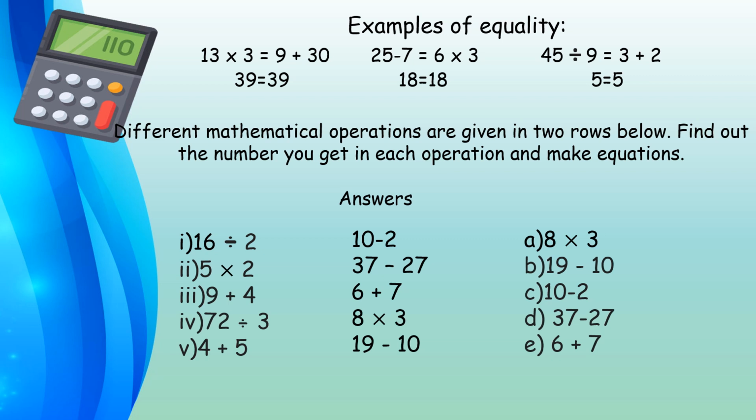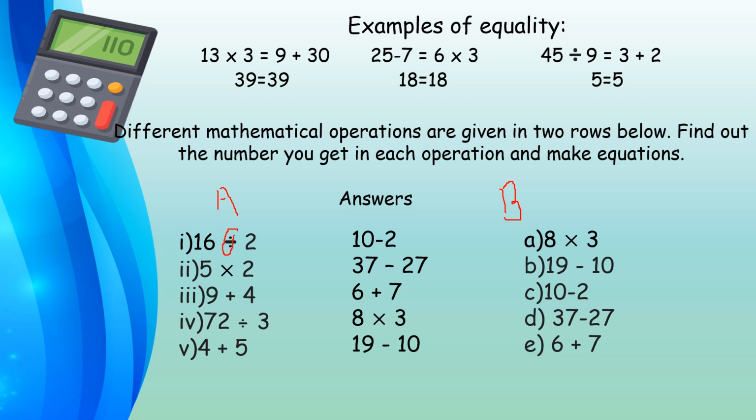Now there are different mathematical operations given here. This is group A and this is group B. Now what you have to do is match A with B. The multiplication, division, minus, plus may be the same or different. You have to just see where the answer comes out equal. 16 divided by 2 is 8. So in group B, with which numbers will you get the answer 8? 8 into 3 is 24. No, we need 8. 19 minus 10 is 9. What is the answer we need? It's 8. 10 minus 2 is 8.